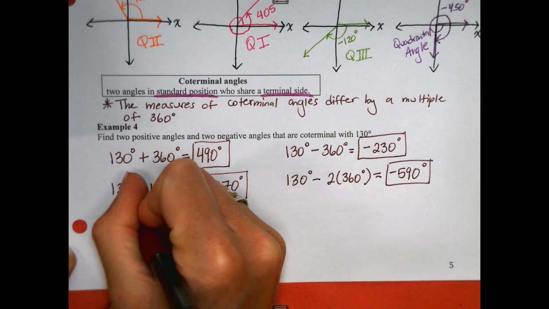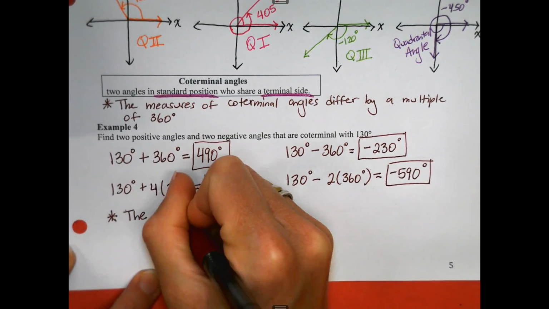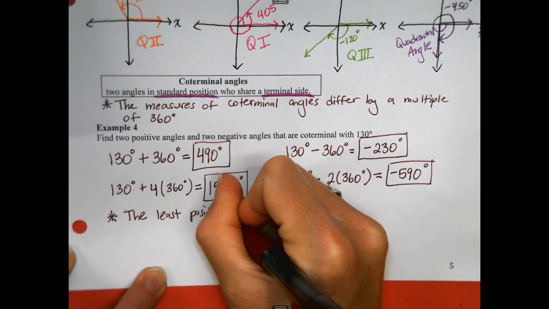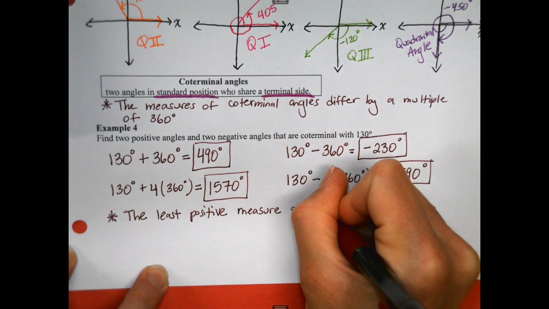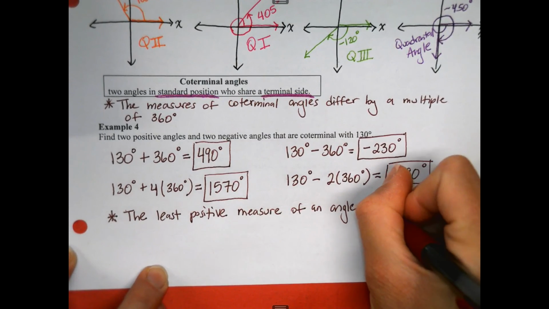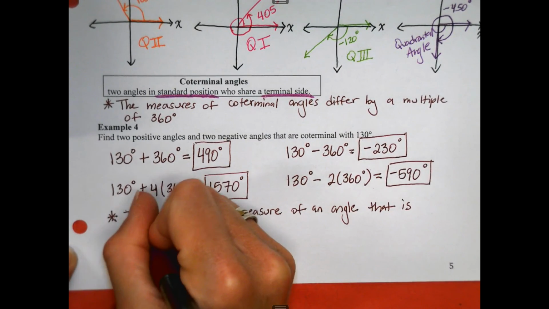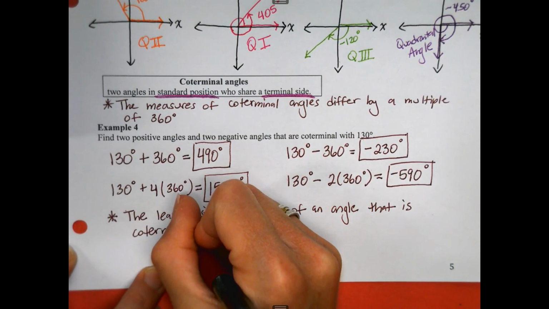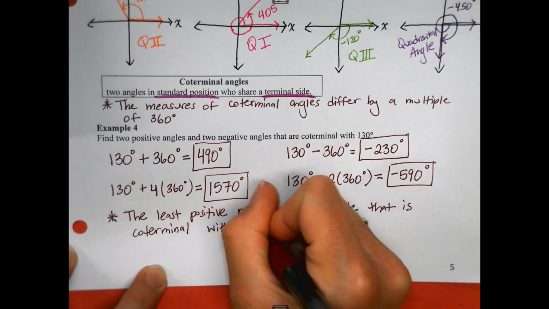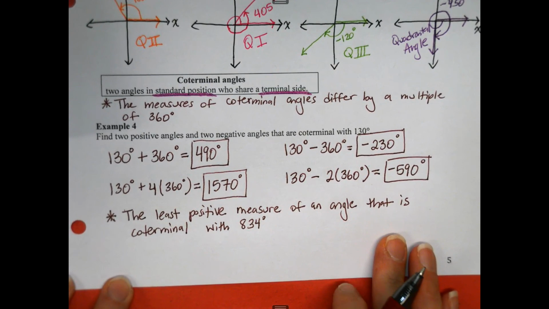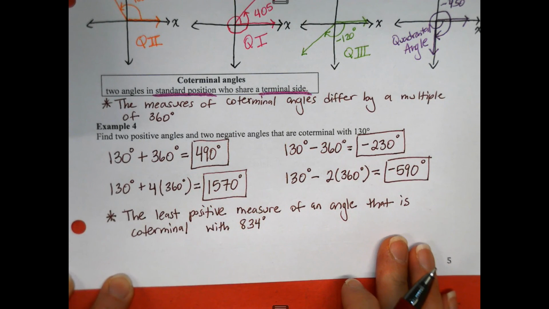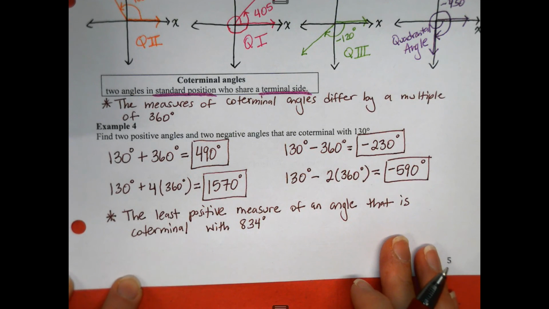Sometimes the question will ask you to find the least positive measure of an angle that is coterminal with, for example, 834 degrees. What that means is not only do you have to find the angle that is coterminal with it, you have to find the one that is the smallest value. Or in other words, you want to find the one that is between 0 and 360 degrees.